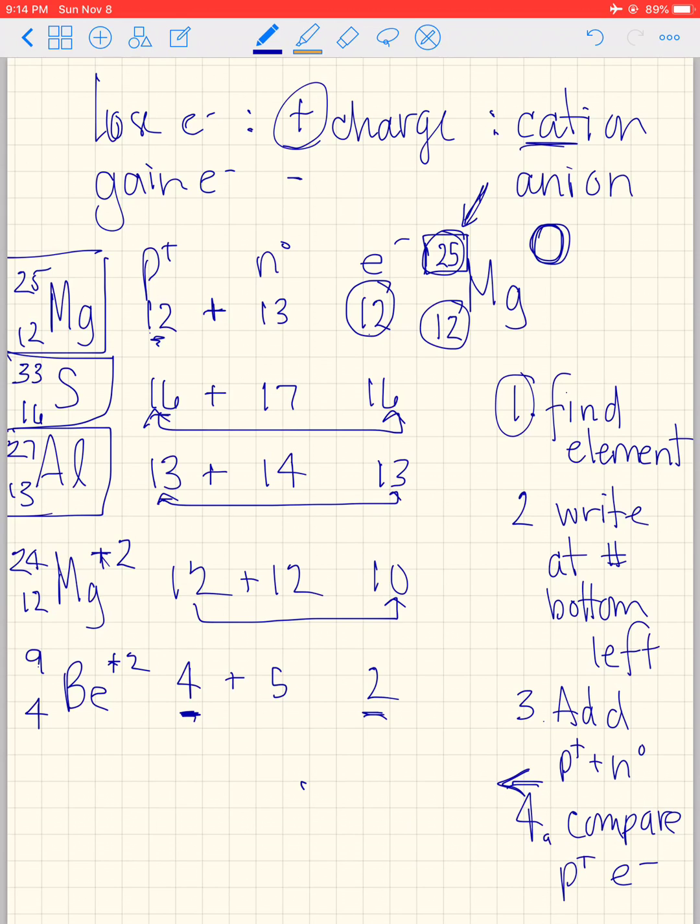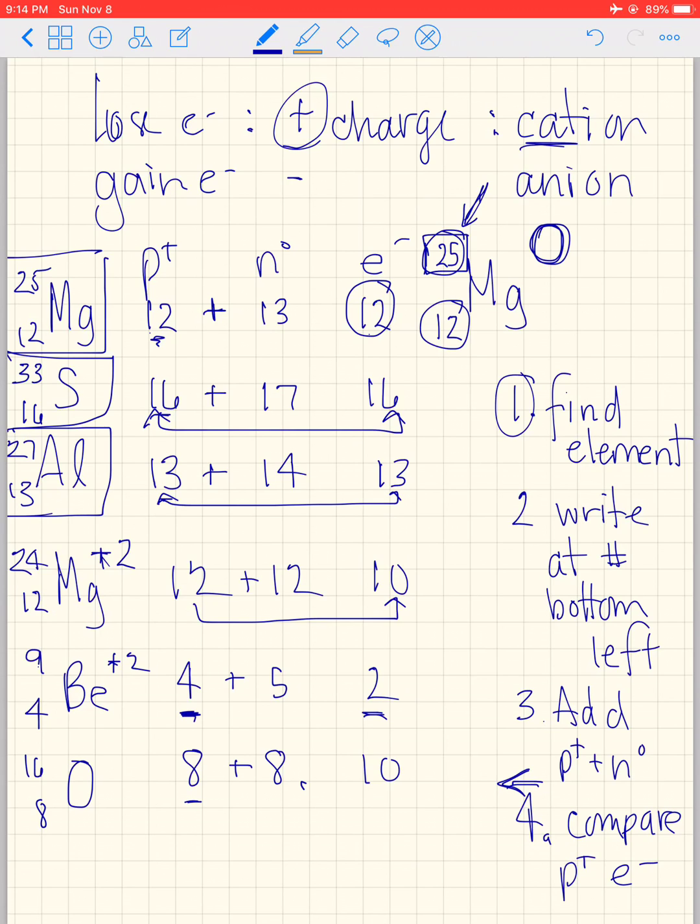Okay, let's try another one. Let's say that I have 8, 8, and 10. I look at my periodic table. Element number 8 is oxygen, so I put a little 8 here. I add my protons and my neutrons to get the atomic mass, and that's 16.